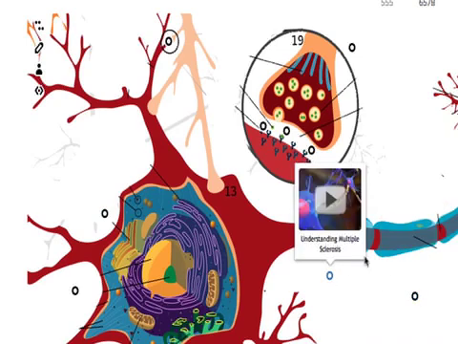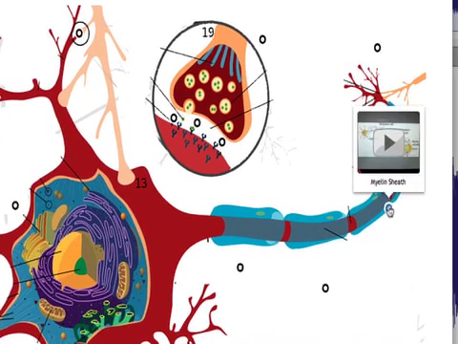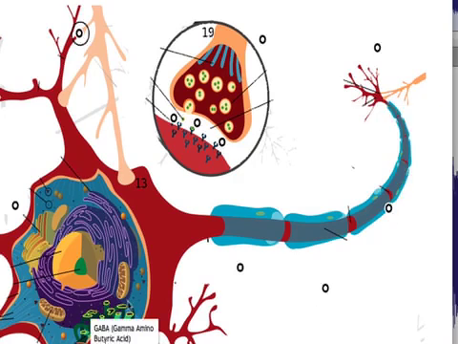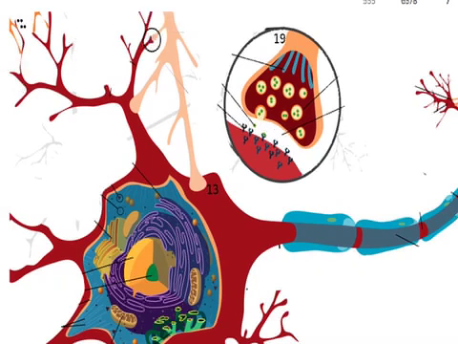Here's one that talks about the action potential, which, of course, is on the axon. This one is a video on the myelin sheath, so that's right next to that part. I've put these little videos right next to the part of the neuron that they pertain to. All right, so that's what I did there.